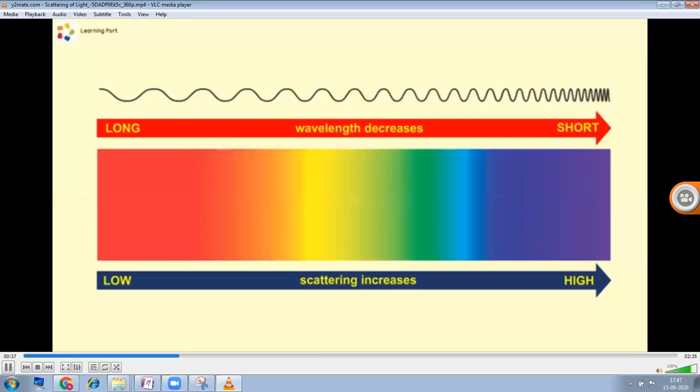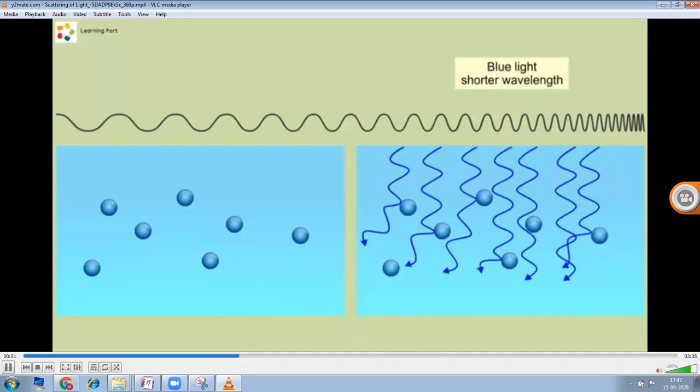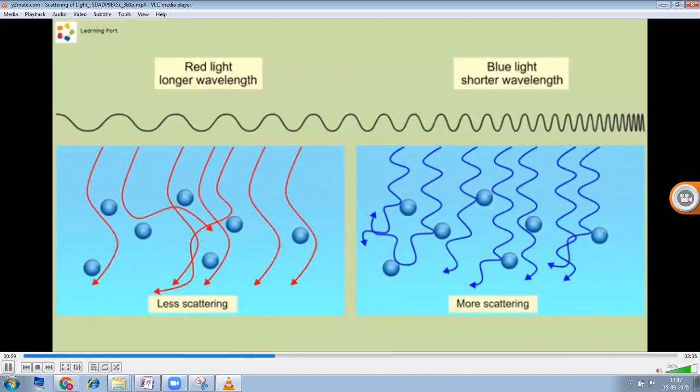The amount of light that is scattered depends on the wavelength of the light. The wavelength of colored lights decreases from red light to violet light. The shorter the wavelength of the light, the more it will be scattered. Blue light, which has a shorter wavelength, is scattered more than red light in the atmosphere. In fact, the shorter the wavelength of the color, the more it is scattered in the atmosphere.